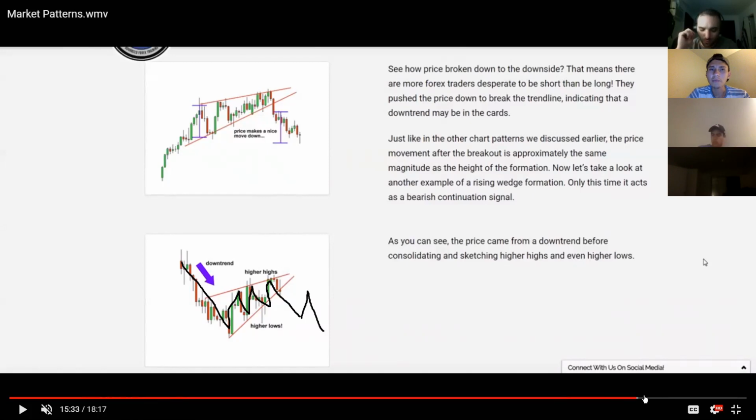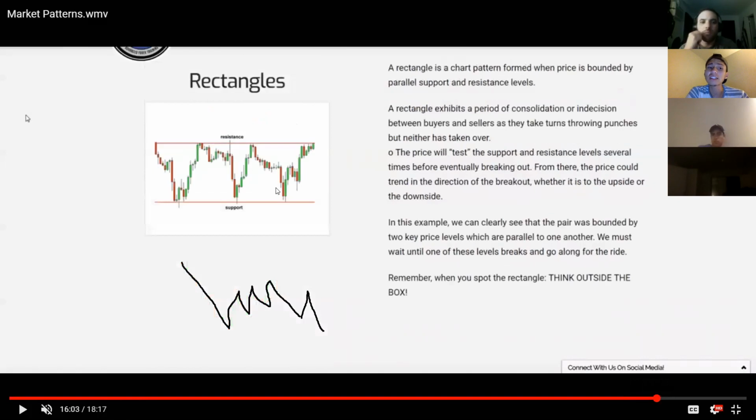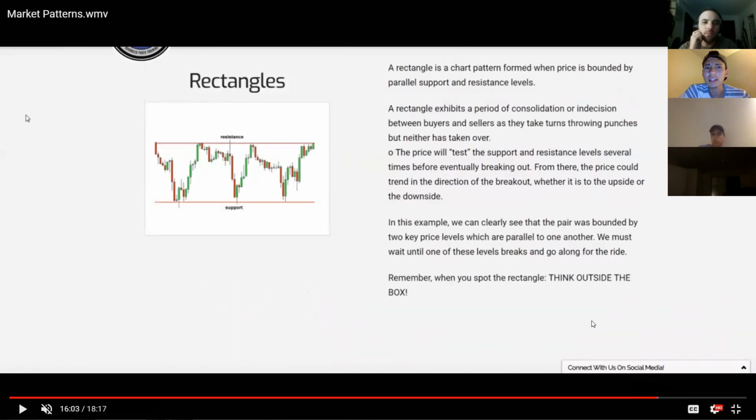But yeah, rising wedges are pretty cool. I love wedges. They're my favorite ones, honestly. I don't know, I've never really had bad luck with them.